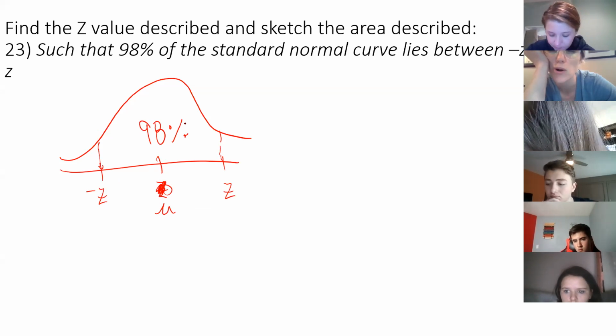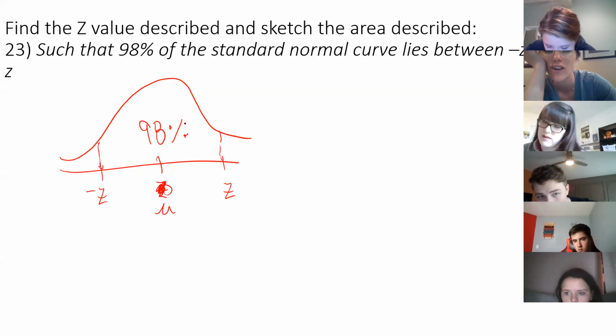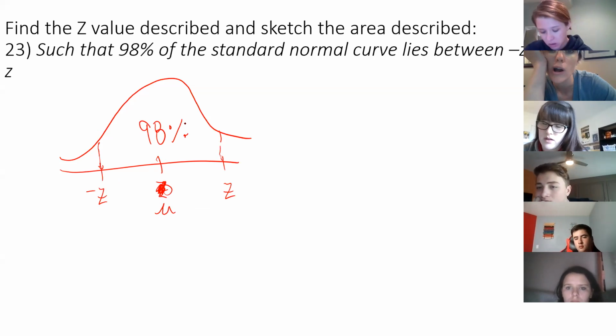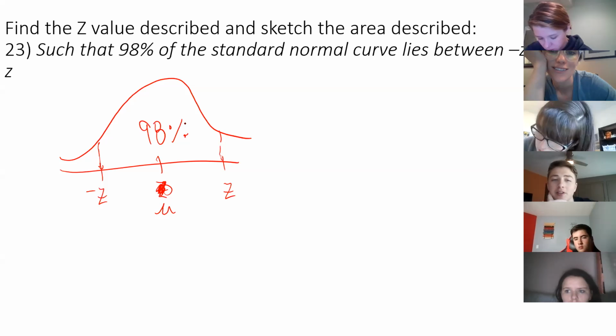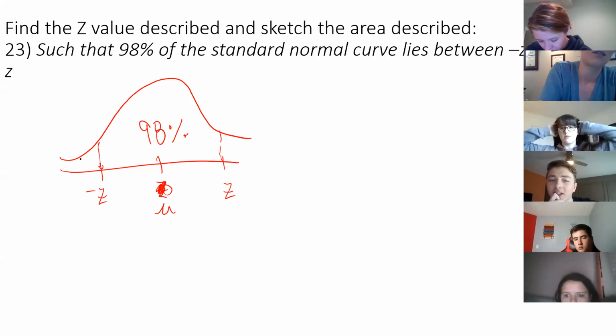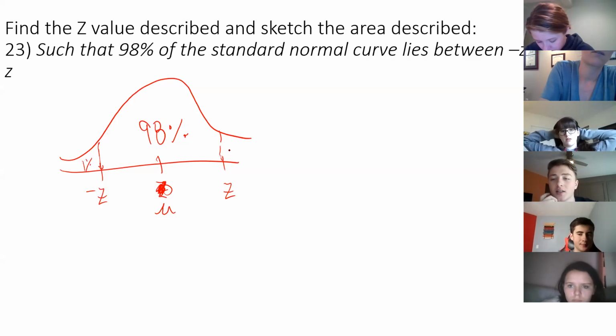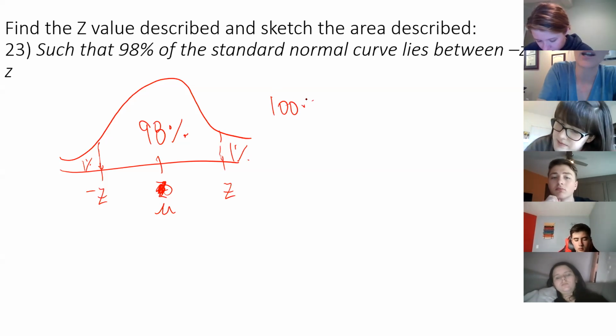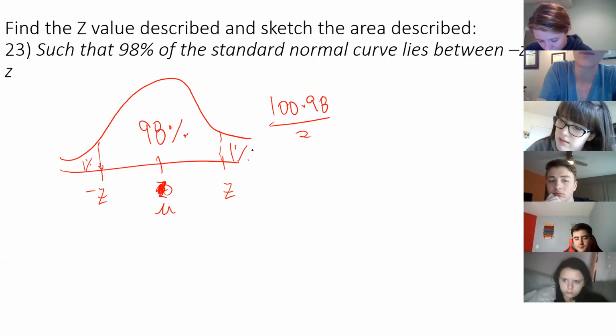So any thoughts? What else could I fill out in that normal curve? If I've got 98% of the data here, can you figure out what's to the left of the negative z or to the right of the positive z? 1. Why is that? This is just 1% on each side. Yeah, and how'd you get that? It was 98. Like you got to get to 100. So you're essentially doing 100 minus the 98 divided by 2. And that's what's going to be on each side.